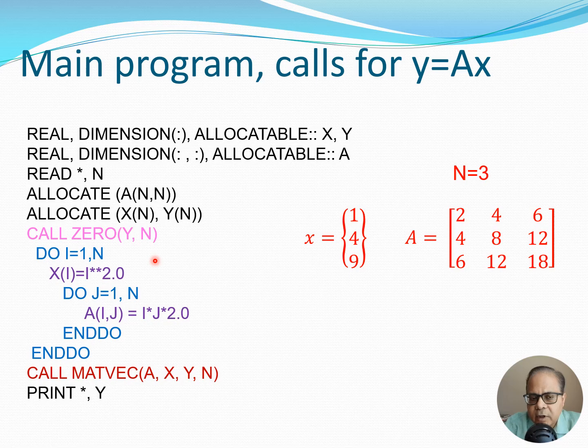3 rows of zeros. Now I have the do loop here. Here I declare xi as i square and I declare aij as i into j into 2. So I'm going to get x and a as these two vectors and matrices. And then I call matvec a x y n and I print y. So this matvec is going to do the whole problem of creating y is ax, and I will get much cleaner code because of this.